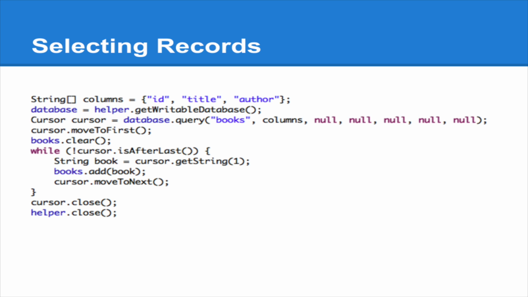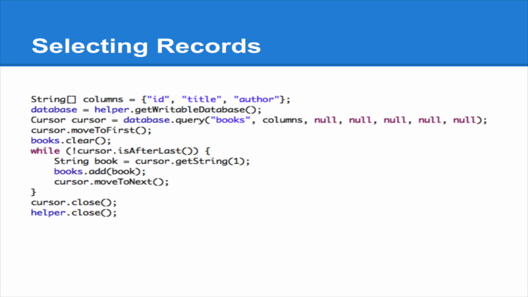So let's have a look at this one. This is how we select records. So there's my columns, there's my database, there's my cursor. Now the cursor is really good because it allows you to iterate and cycle through each of the records one by one. It maintains a pointer to one of the records. So let's look at this one. Cursor, database query. Don't worry about these.